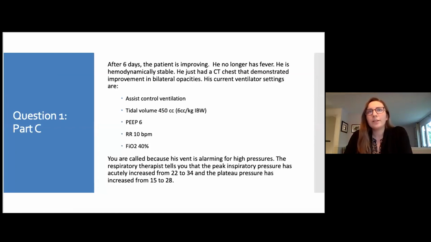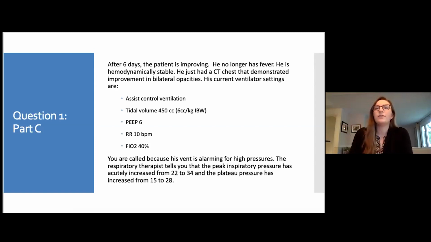So we'll keep going with this case because he's not finished yet. After 6 days, your patient is finally improving. He no longer has a fever, he's hemodynamically stable, and he just had a chest CT that demonstrated improvement in his bilateral opacities. His current ventilator settings are assist control ventilation, tidal volume of 450, so he's on 6 cc's per kg of ideal body weight. His PEEP is 6, his respiratory rate is 10, and his FiO2 is 40%.